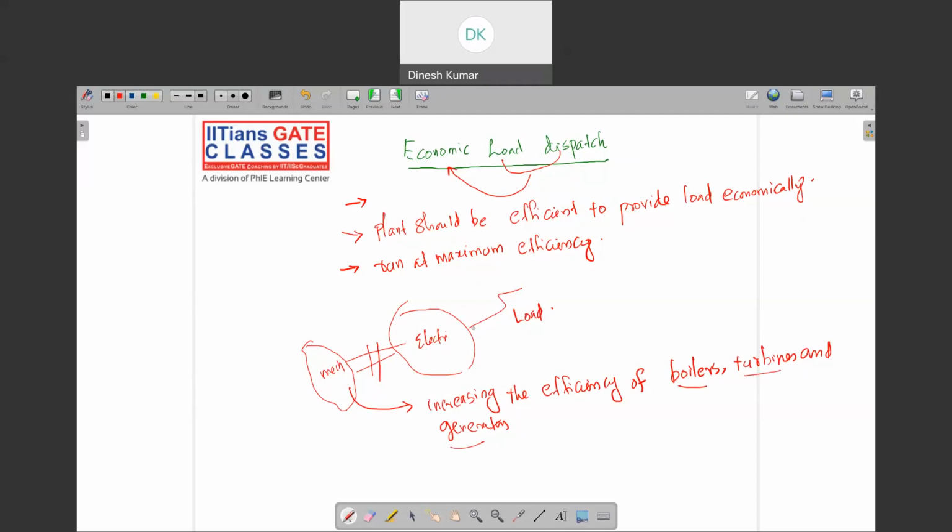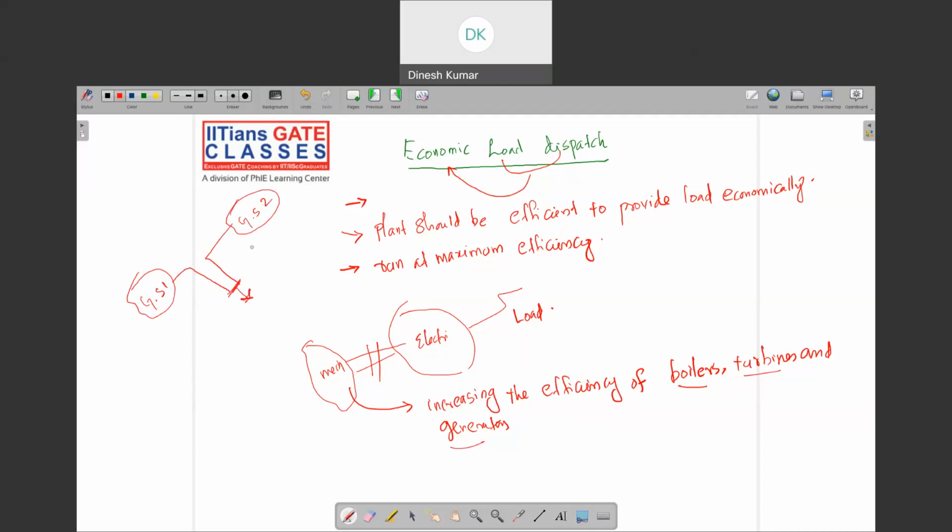So here, we can consider increasing the efficiency by how we provide the load. I'll just give one example. There is one generation station here, and there is another generation station here. There is some load here. This is one transmission line, and this is another one. So this is the load.